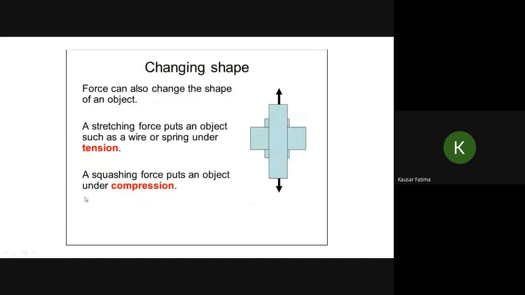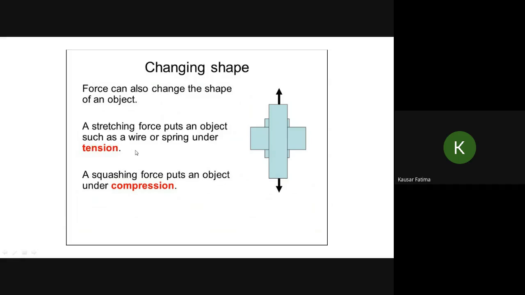Now, changing shape. Force can change the shape of the object. Okay, stretching force, what will happen? The spring will be under tension. When this is a stretching force, it will become longer. And a squashing force will put the object under compression. It will cause the size to reduce, and here this will cause the size to increase.